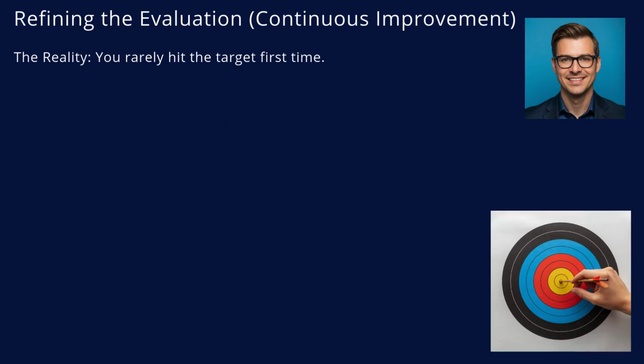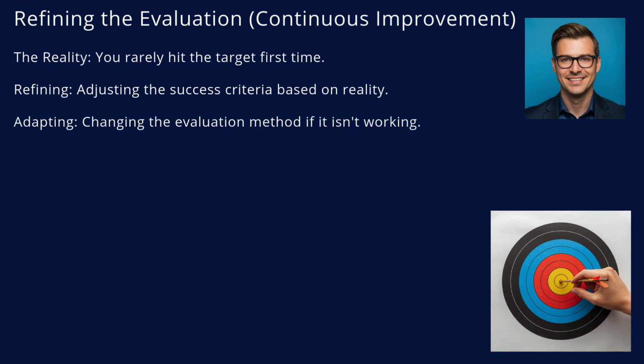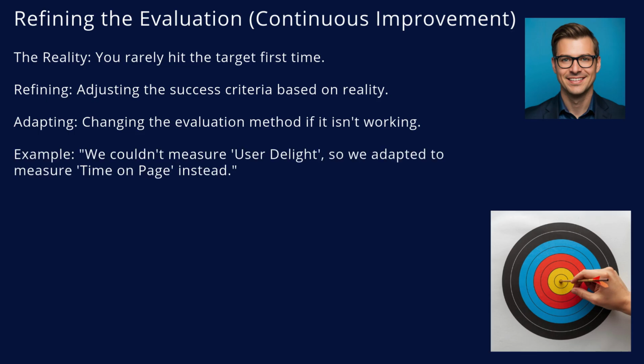The standard also mentions refining and adapting. Sometimes, your initial plan for evaluation was wrong. Maybe you planned to measure user delight, but realized that's impossible to quantify. So you adapt your method to measure time on page instead. Or maybe you realized your performance target of 10 milliseconds was physically impossible due to network lag, so you refined the success criteria to a realistic 50 milliseconds. This isn't cheating, it's calibration. It ensures your evaluation is meaningful, not just a box-ticking exercise.